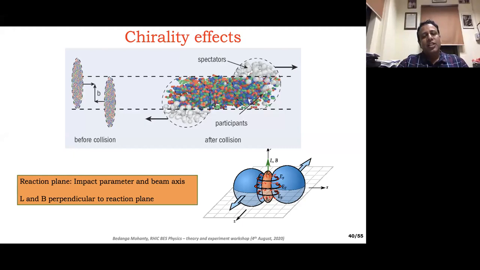Then this angular momentum is expected to be perpendicular to the reaction plane, subtended by the impact parameter and the beam axis. These nuclei consist of protons, which are charged particles moving at relativistic speed, and that would give a large magnetic field to the system. This magnetic field is also perpendicular to the reaction plane. Both these effects are important for chirality and polarization related measurements.